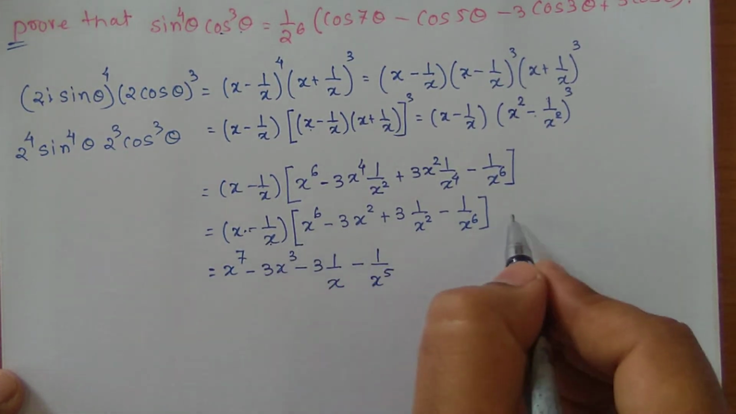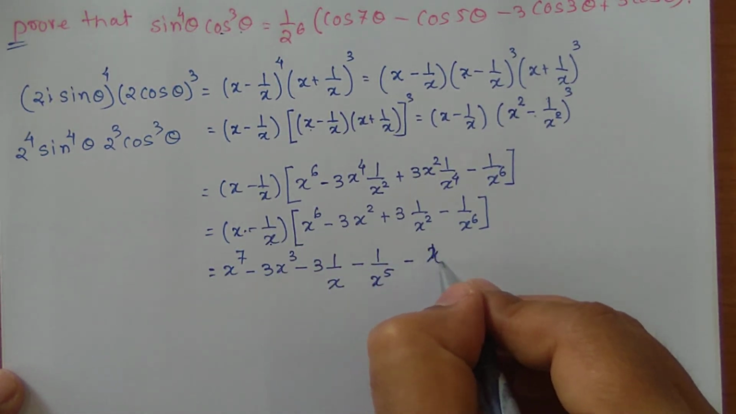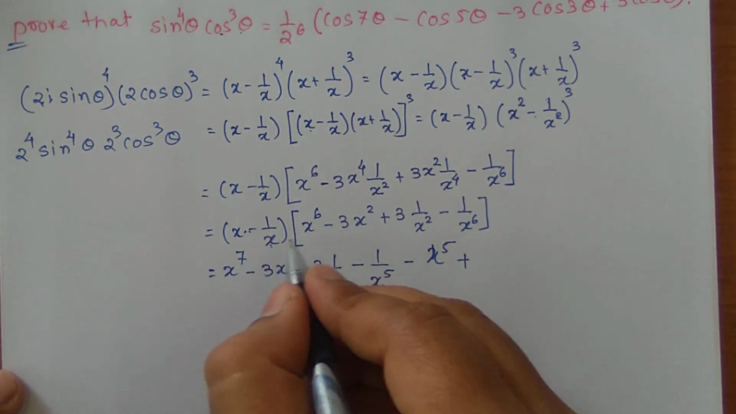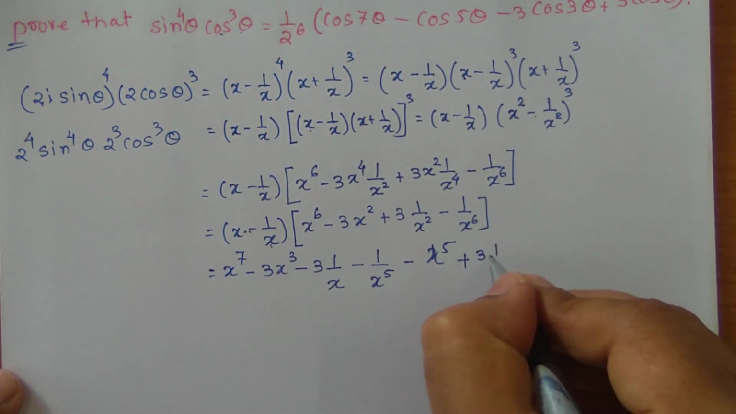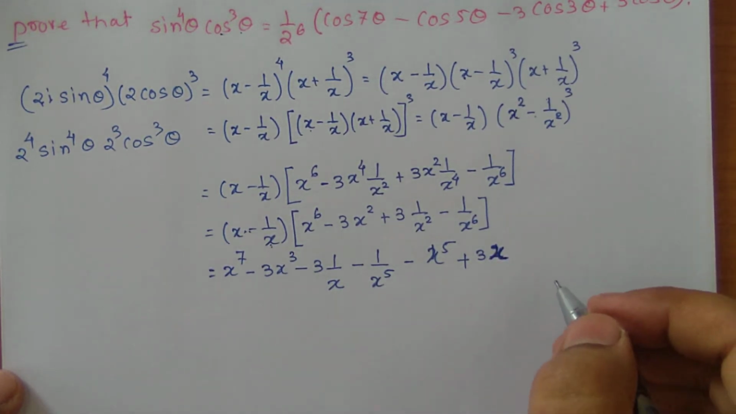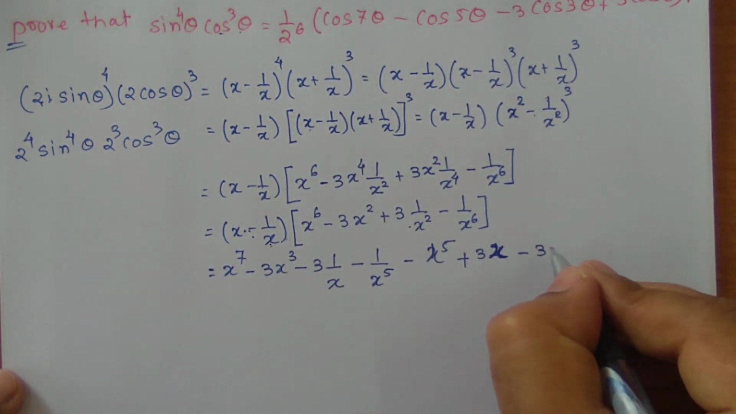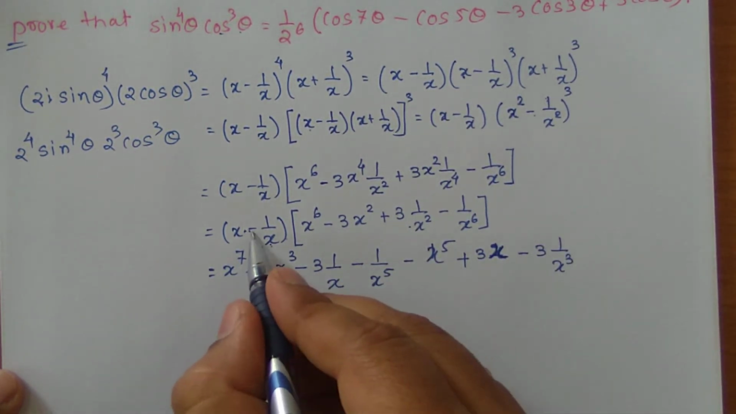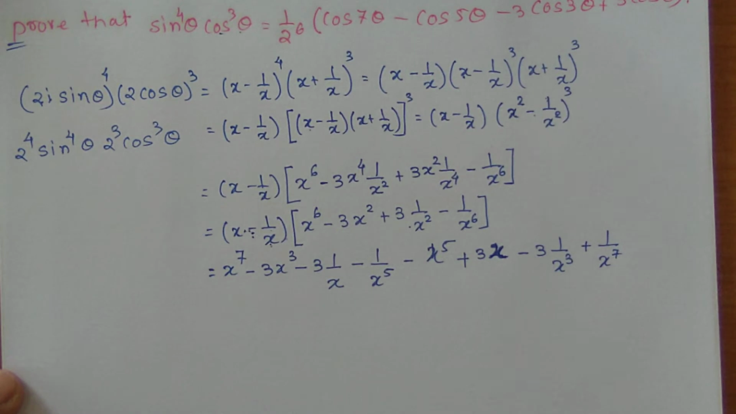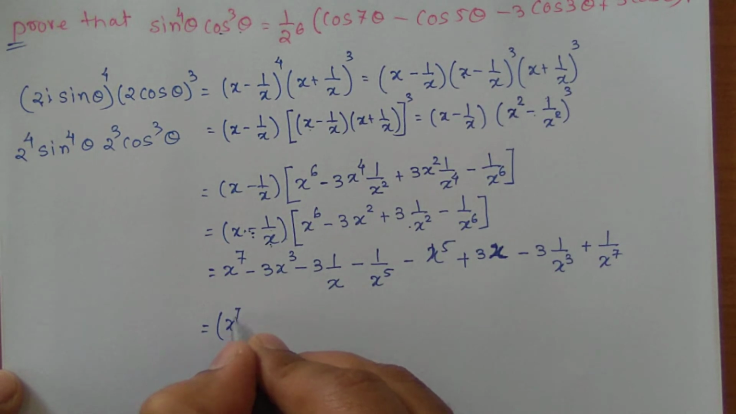Now minus 1/x into this bracket. So minus 1/x into x^6 gives me minus x^5. This minus and minus become plus. 1/x into 3x^2 gives me 3 times x. Next, minus 1/x into this gives me minus 3 times 1/x^3. Minus 1/x into minus 1/x^6 gives me plus 1/x^7.